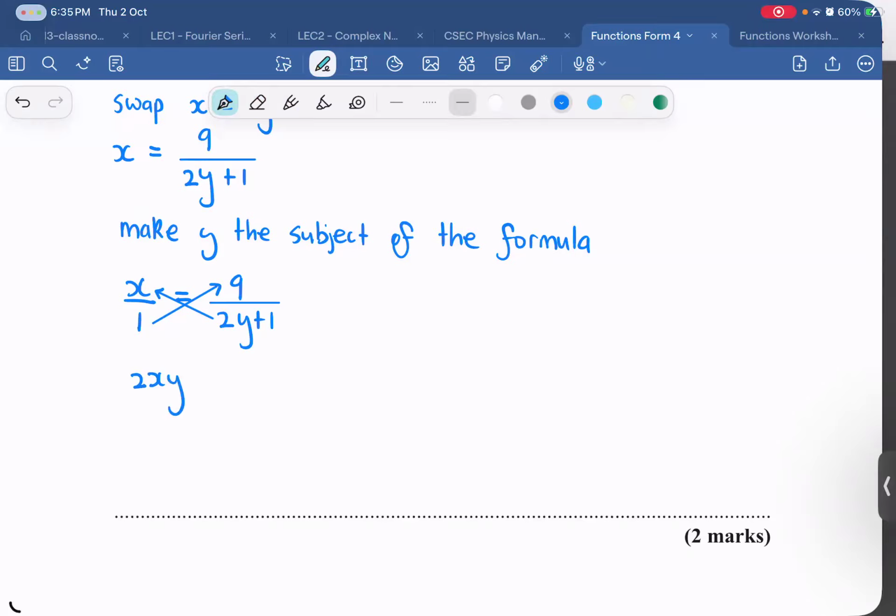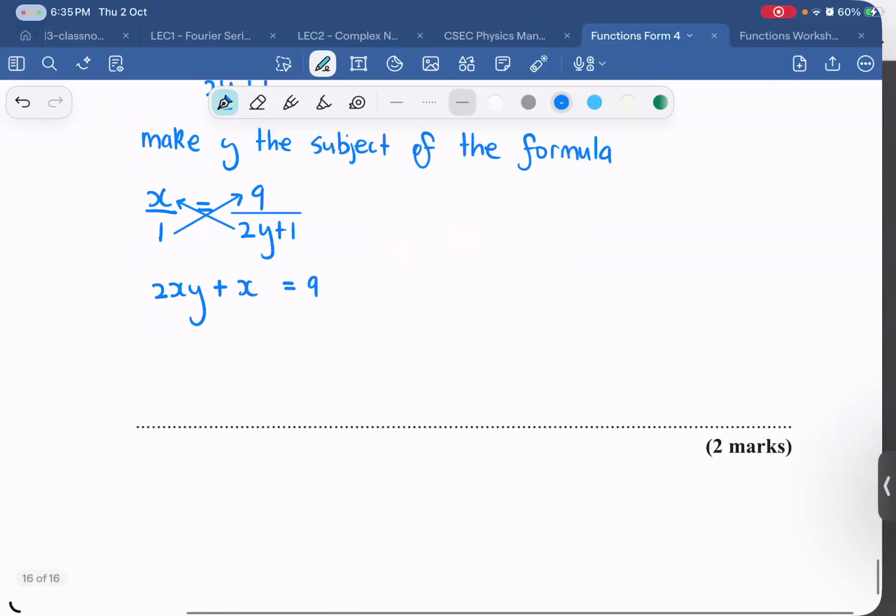And then we're going to multiply x by positive 1. What's x by positive 1? Positive 1x, which is just plus x. Then 1 by 9 is 9. Okay, do we have any fractions anymore? No, sir. No, we're happy. So we're trying to make y the subject. If you're doing this process, what's the only thing that should be on the left-hand side? If you're trying to find y, what's the only thing that's supposed to be on the left-hand side?